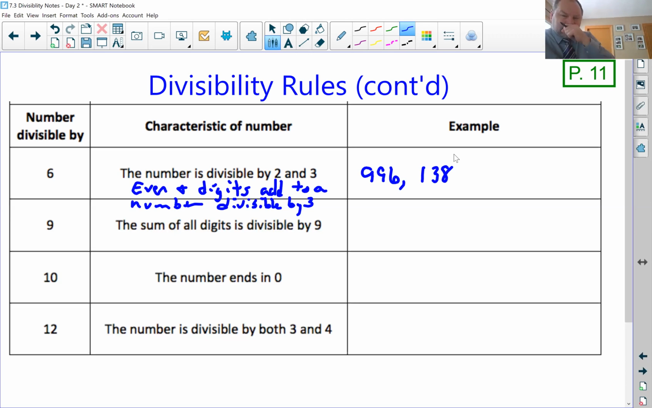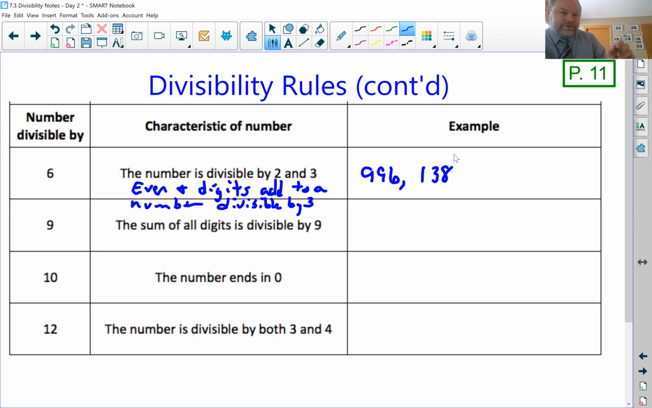$138. Again, it's even, so it's divisible by 2. If you add the digits together, 1 plus 3 plus 8 is 12. 12 is evenly divisible by 3. So good to go with that one.